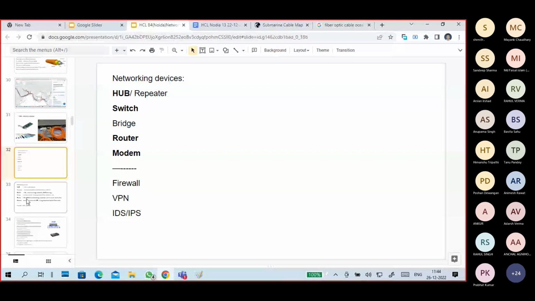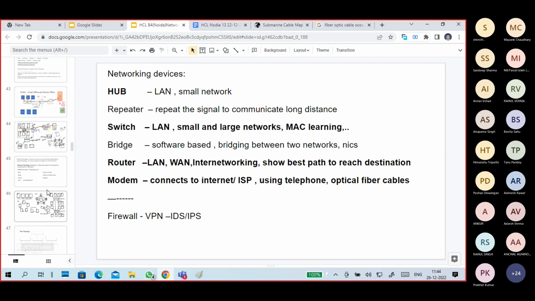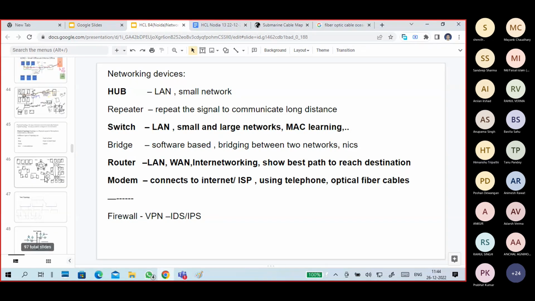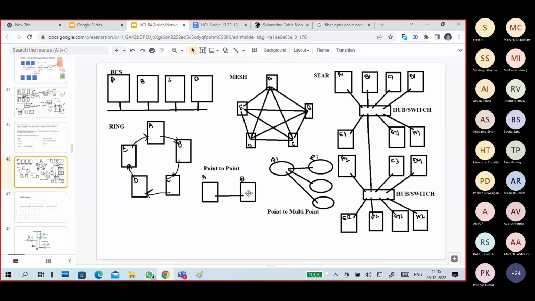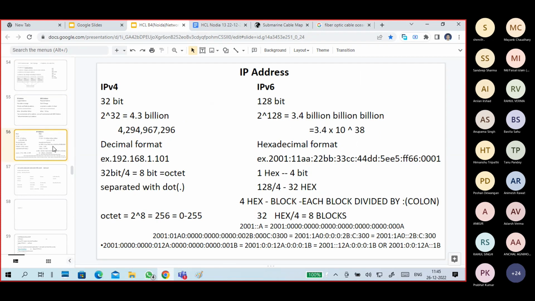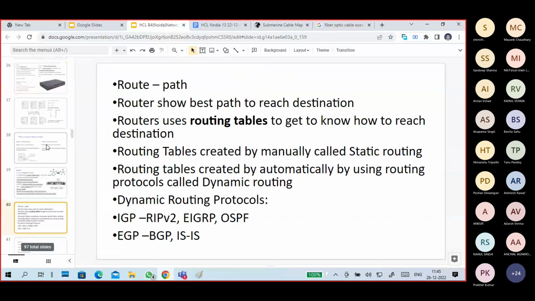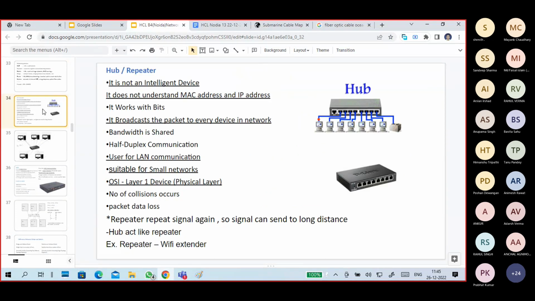Okay, next we'll see the cabling part, devices, and also the topologies. We will see how much you are able to complete per day. Okay, so take a break, guys. Take 10 minutes of break.